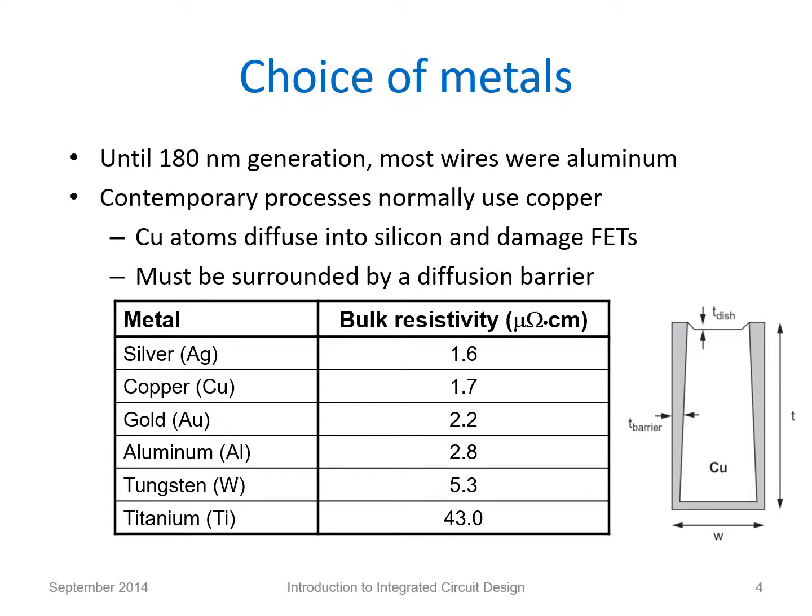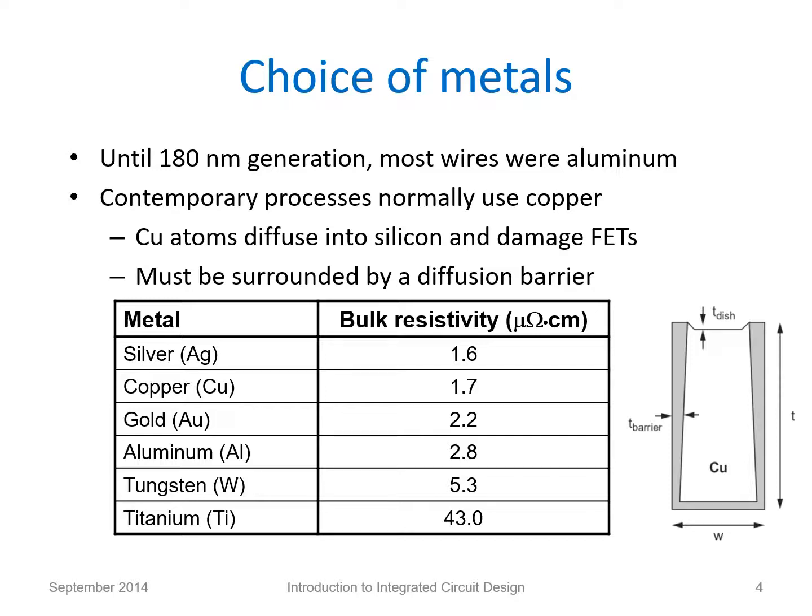Until the 180 nanometer generation, most wires were aluminum. However, contemporary processes normally use copper. There have been some problems to develop an appropriate copper technology because copper atoms diffuse into silicon and damage the field effect transistors. Therefore, copper wires must be surrounded by a diffusion layer, as we can see on the little inset figure to the right.